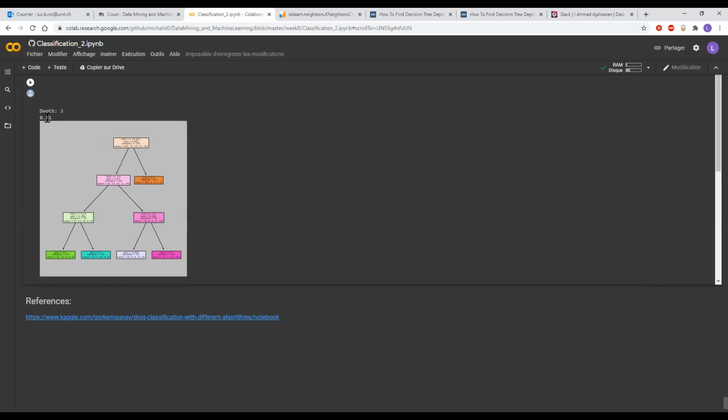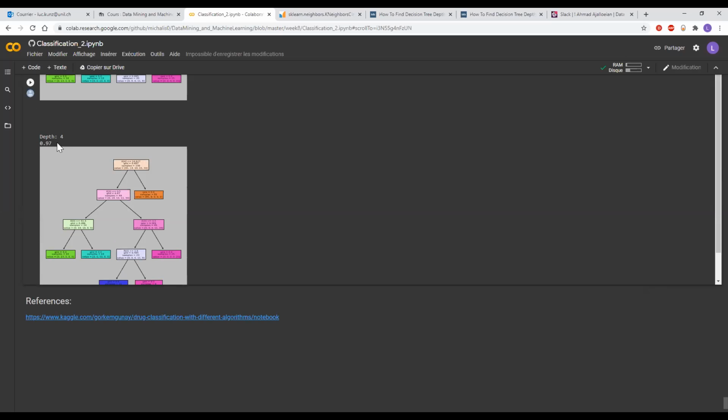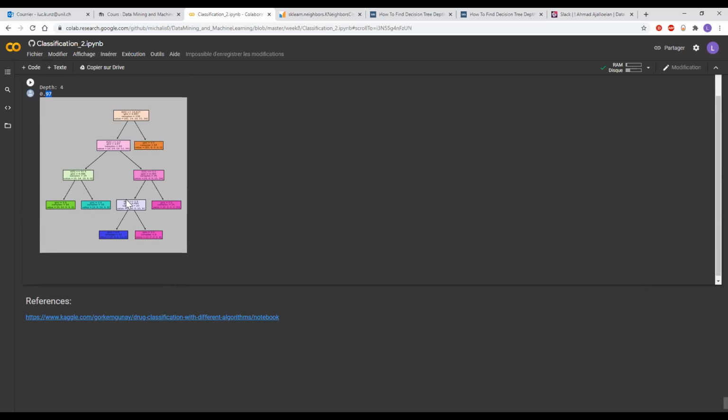This can happen. And finally the last depth where we have a perfect classification for the training data and an accuracy of 97% for the testing data.